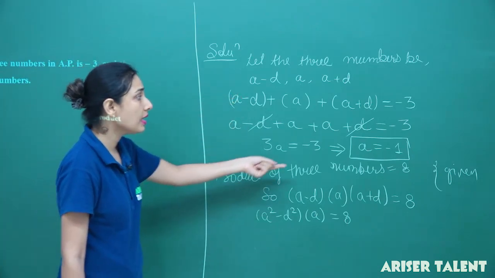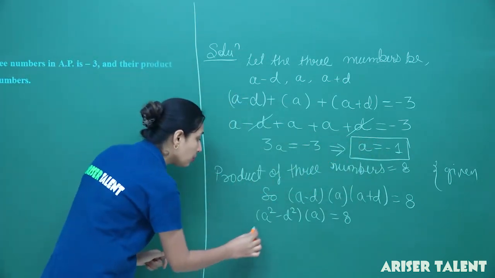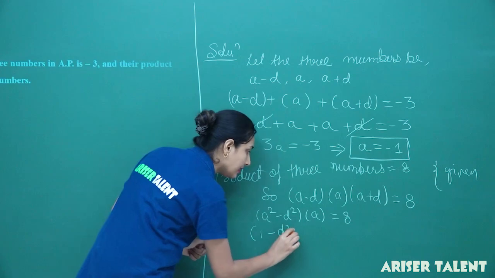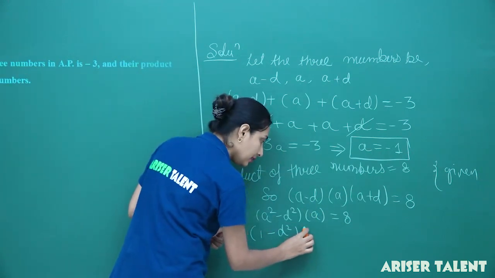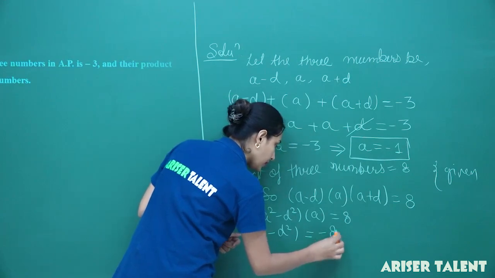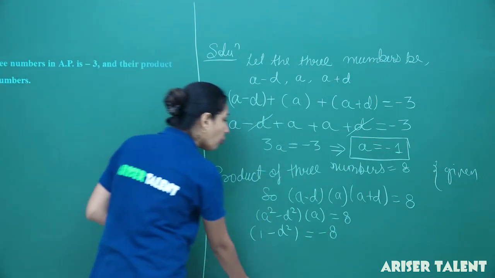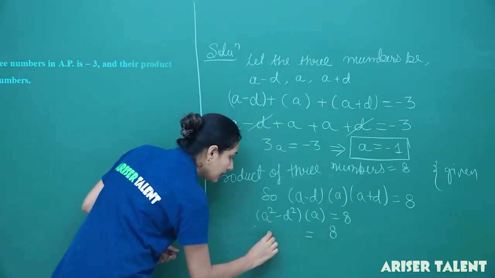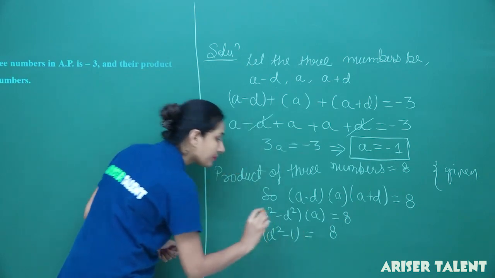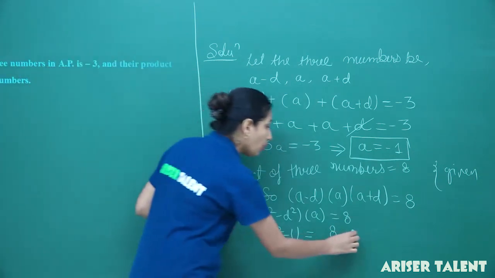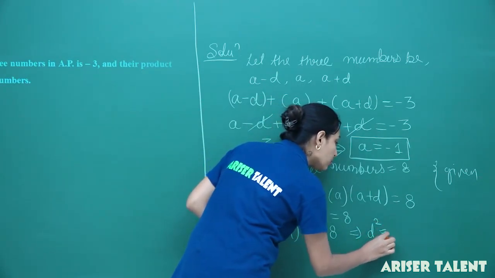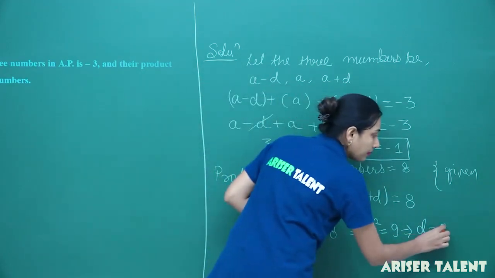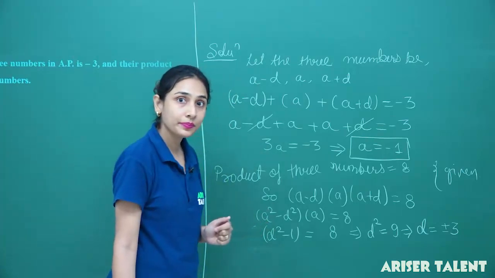Now you have the value of A, so substitute it, A equals minus 1. So minus 1 square is 1, okay, so 1 minus D square as it is. Now with the minus 1 here, I can simply change the signs, so D square minus 1. From there what I get is D square equals 9. That means D is equal to plus 3 or minus 3, right?